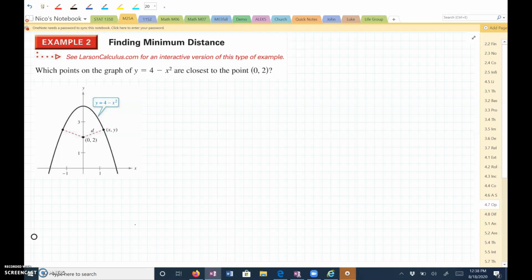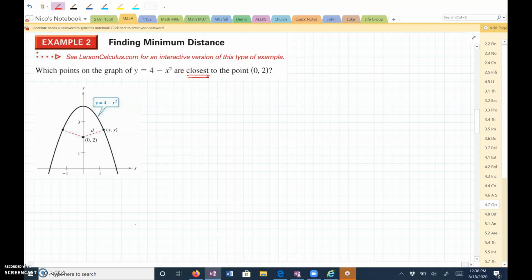Example 2, finding minimum distance. So very similar to number 1, except instead of trying to find a relative max, we're going to find a relative min. Okay? The reason why is which points on the graph of y equals 4 minus x squared are closest to the point (0, 2). So closest would indicate a minimum.